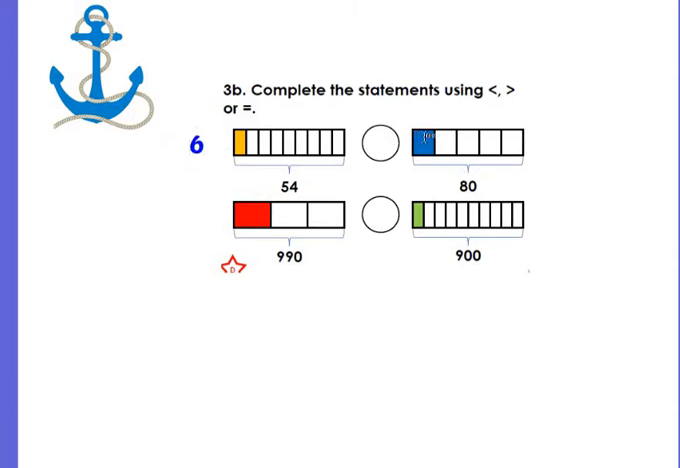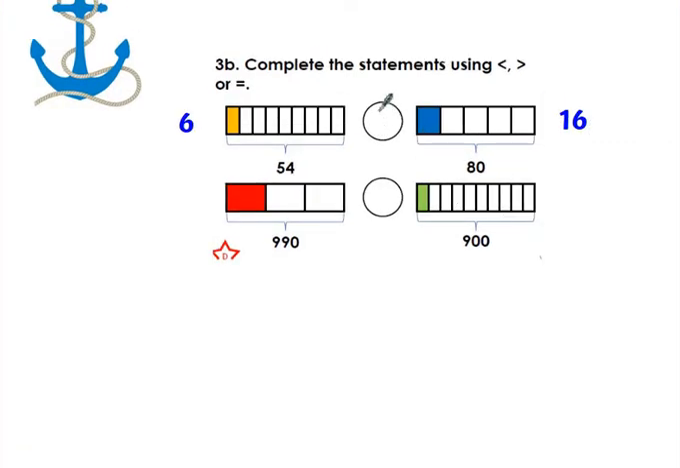And then 80 divided by 1, 2, 3, 4, 5. 80 divided by 5. We know 10 times 5 is 50. 55, 60, 65, 70, 75, 80. So we have got 16. We've got 16 this side and 6 this side. So we can see that we need to use the more than sign this way.